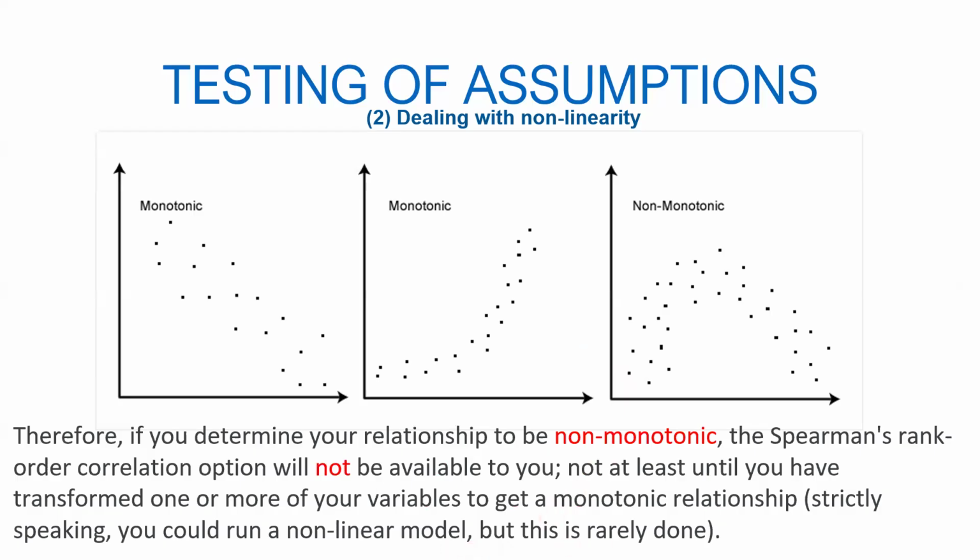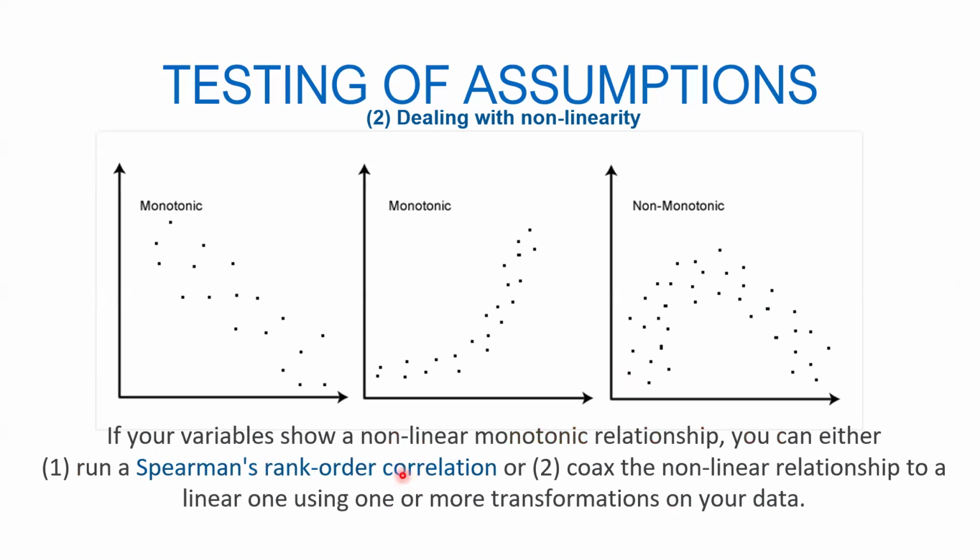Now, if your variables show a nonlinear monotonic relationship, which is what we see in the second figure here, you can either run a Spearman rank order correlation, or you can coax the nonlinear relationship to a linear one using one or more transformations of your data, which we avoid doing. So in that case, if you have a nonlinear monotonic relationship, we use the Spearman rank order correlation. But if you have a linear trend, then we can use the Pearson correlation.